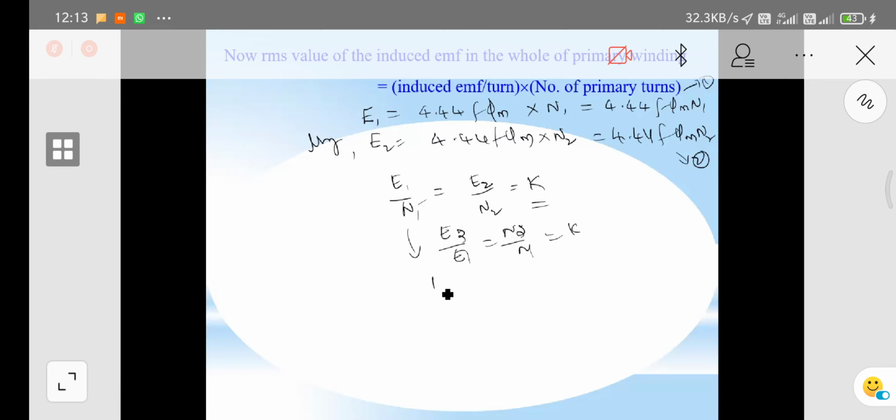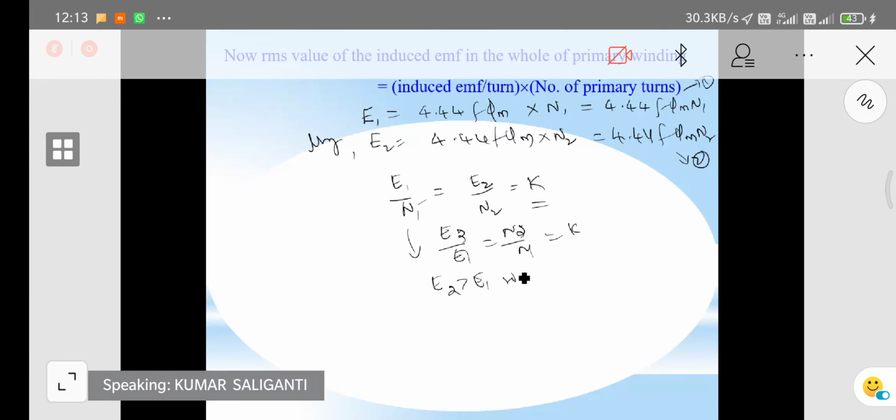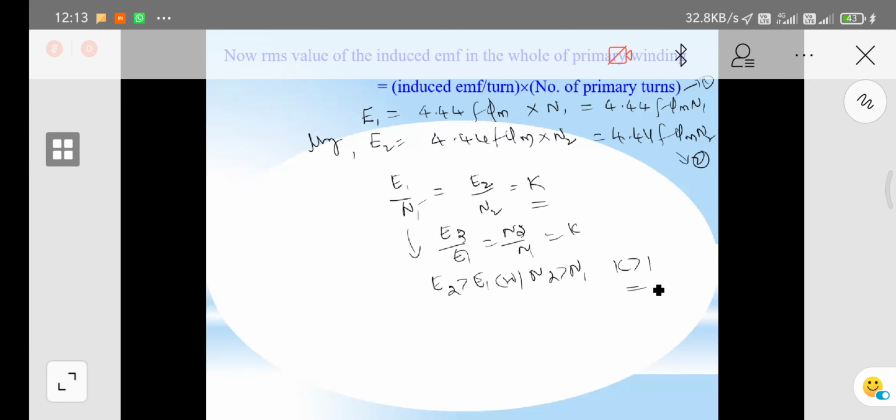Where E2 greater than E1 or N2 greater than N1, then K is greater than 1, and it is said to be a step up transformer. And E2 less than E1 or N2 less than N1, K is less than 1, and it is said to be a step down transformer.